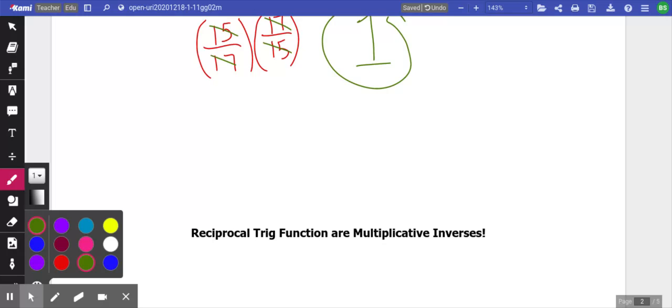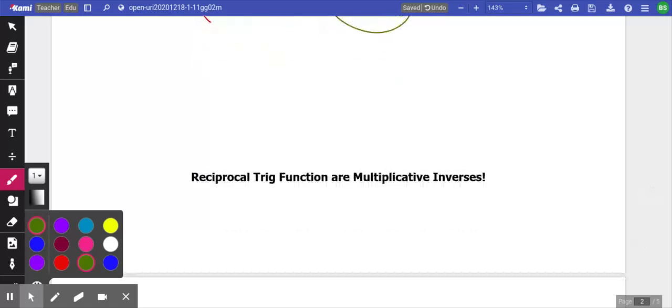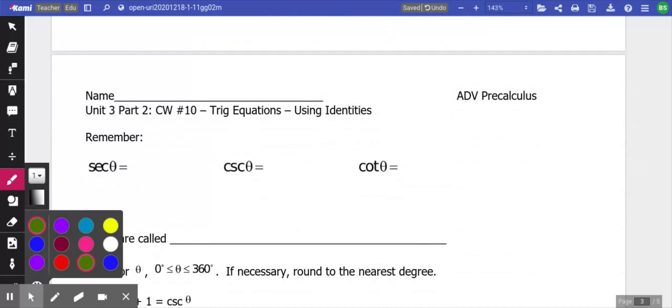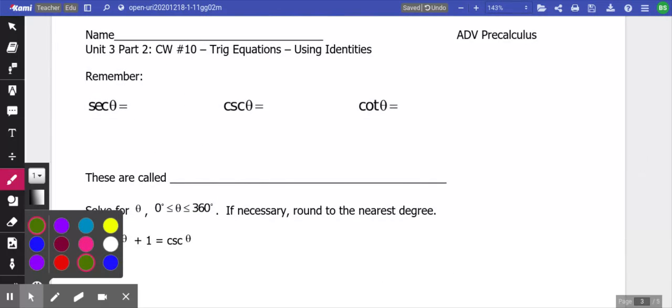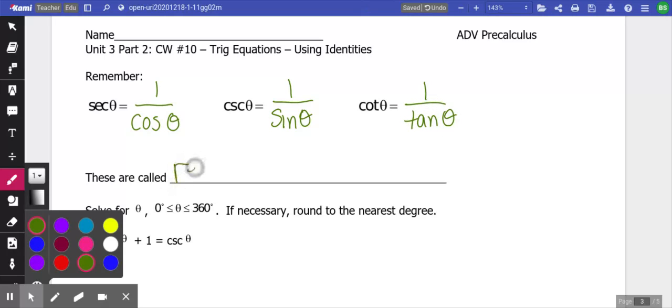All right. Flip the page over. We're going to do the next notes now. So now we're going to solve trig equations using those reciprocal functions that we just learned. So remember, secant theta is the same as 1 over cosine theta. Cosecant theta is 1 over sine theta. And cotangent theta is 1 over tangent theta. These are called the reciprocal functions.